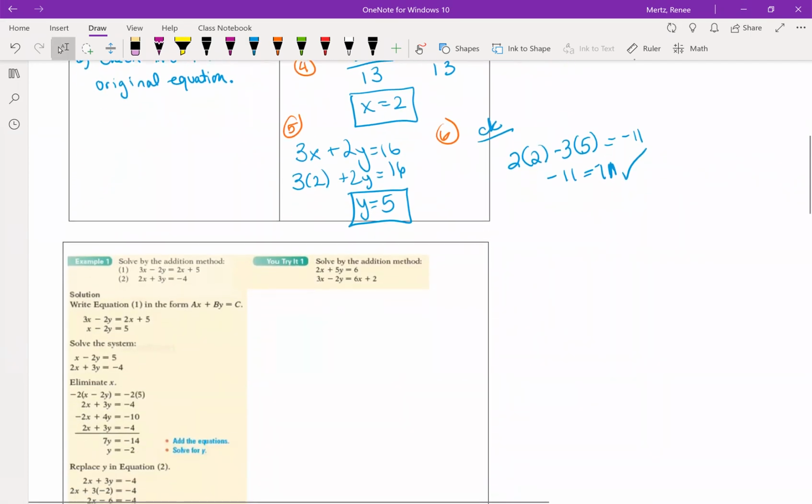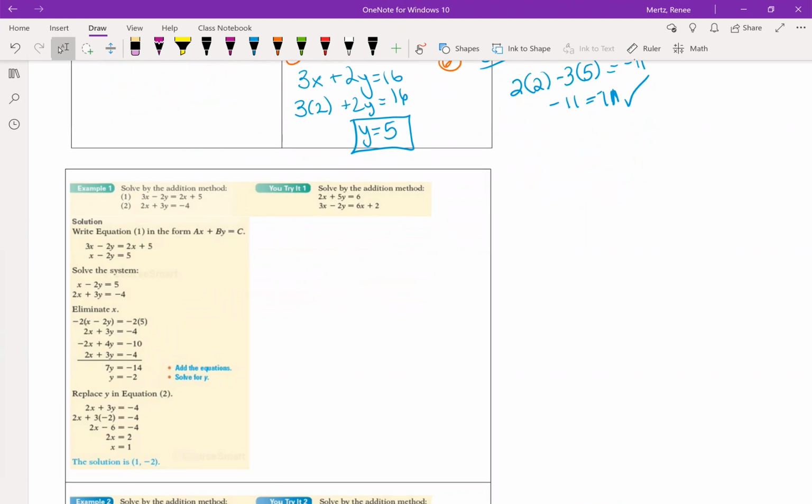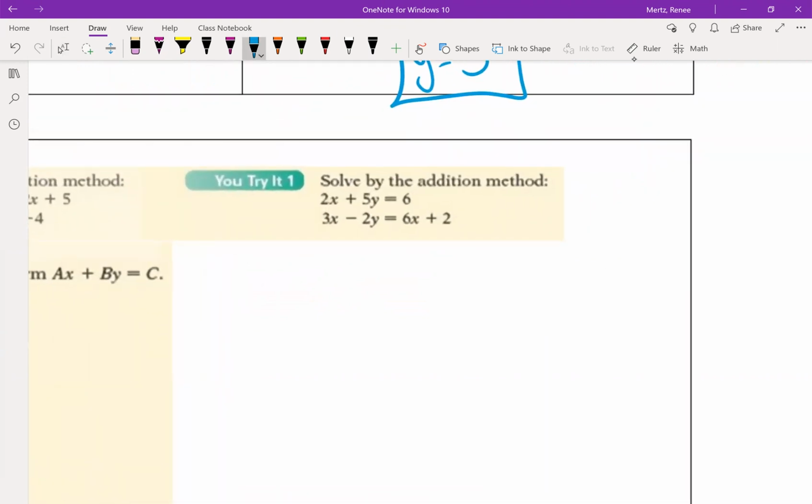There are a few more. So looking at You Try It 1, it's just not quite in the right form yet. So our first move before I begin is to subtract the 6x here. I'm bringing down the top equation. The bottom is negative 3x minus 2y equals 2.